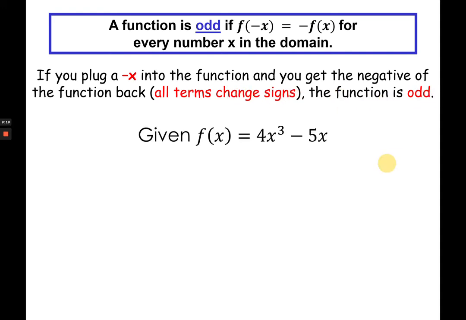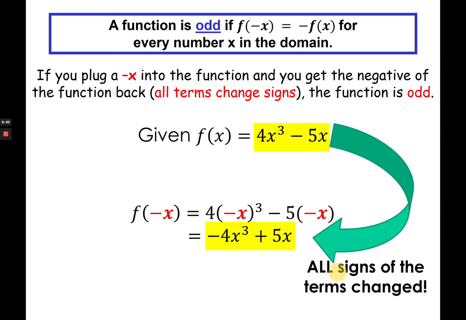Let's have an example. Here you have given f of x is equal to 4x cubed minus 5x. If we substitute all x's by negative x, to the power of 3 is actually negative, so 4 becomes negative. Negative times negative is positive. 4 and 5 change sign. Then if all signs of the terms change according to the definition, if all terms change signs, the function is odd.